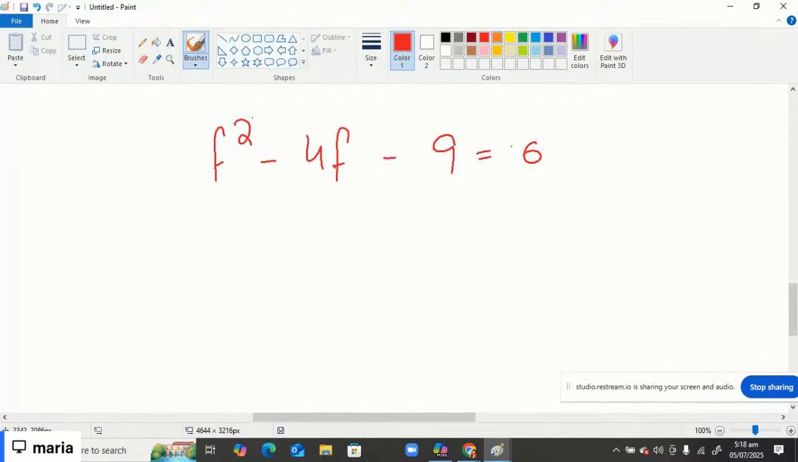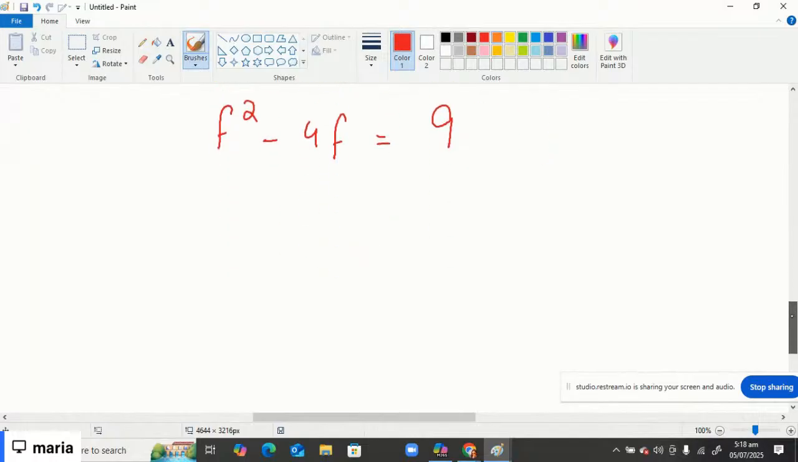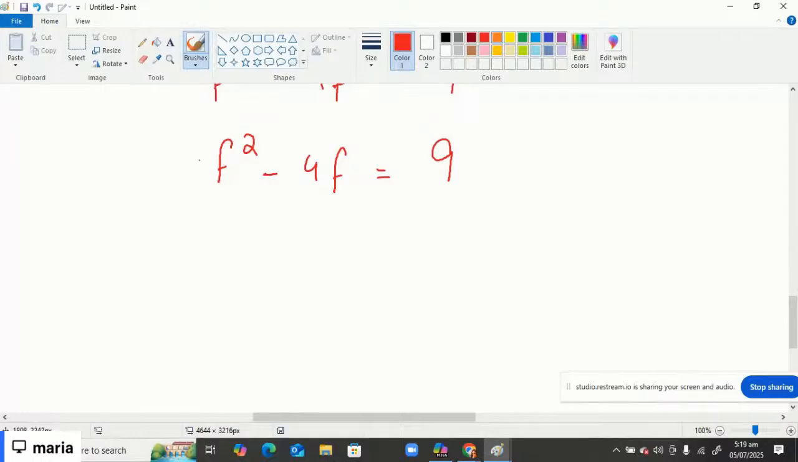What is the first step that we do? This is our standard form. We isolate basically the x square and x terms. So we put f square minus 4f is equal to 9; this is negative, and when it moves to the other side, it becomes positive. This is the separation. Now making the leading coefficient. Here the leading coefficient is 1, because it's only the single term.